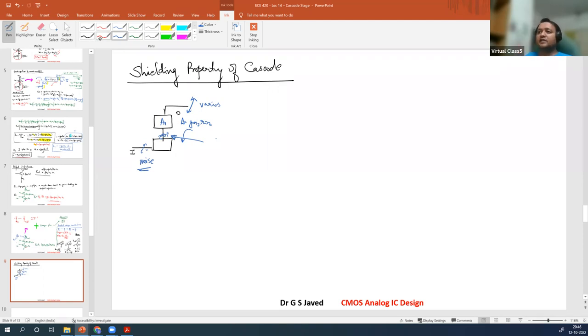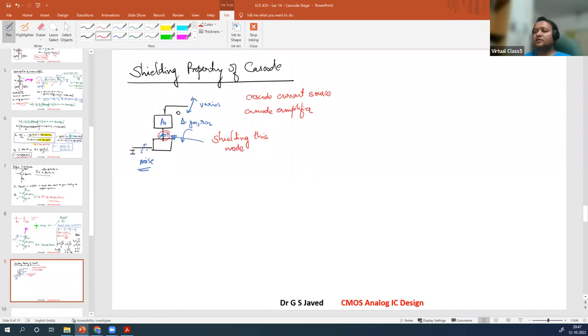So whether you use a Cascode amplifier, first a Cascode current source, or you use a Cascode amplifier, you will shield the output node of the input device successfully. So this will be shielding this node.